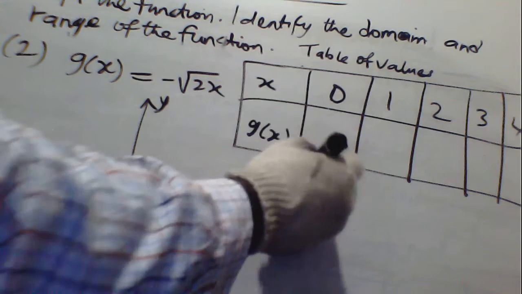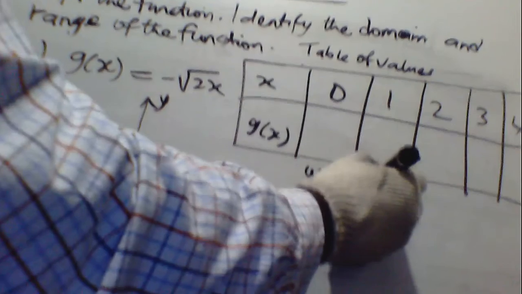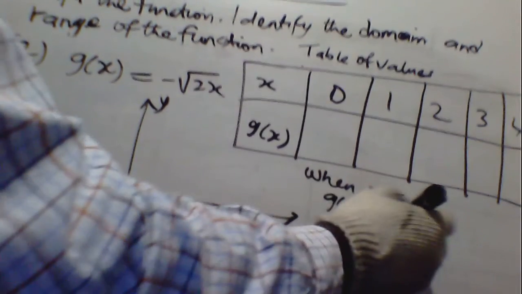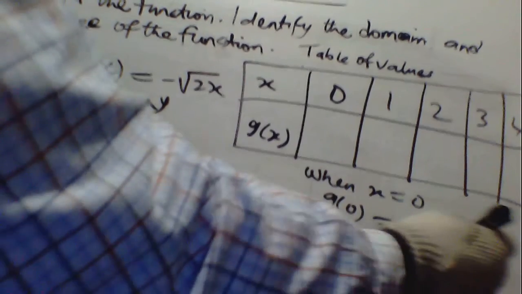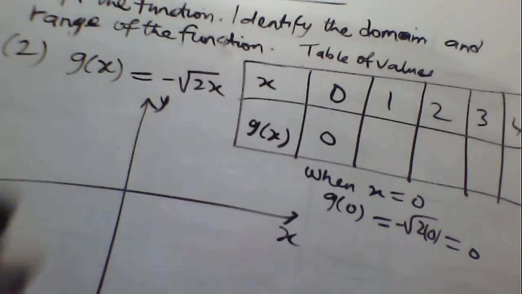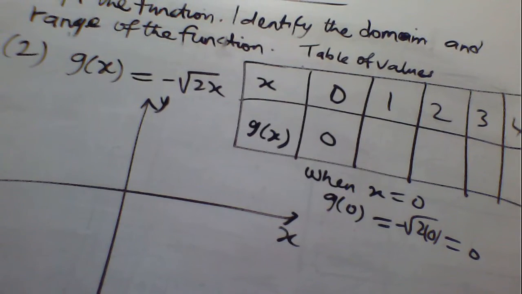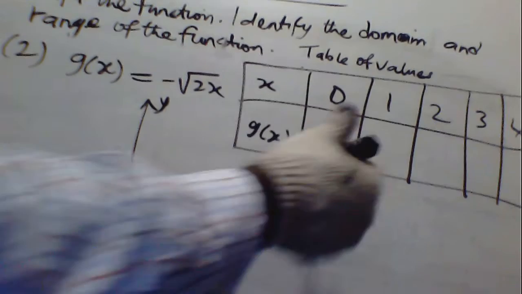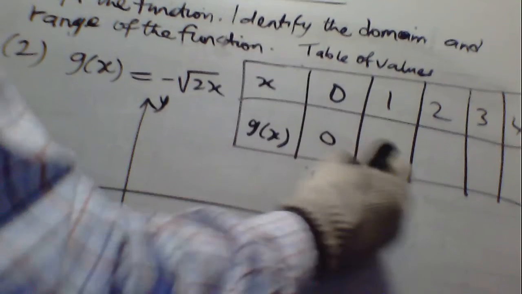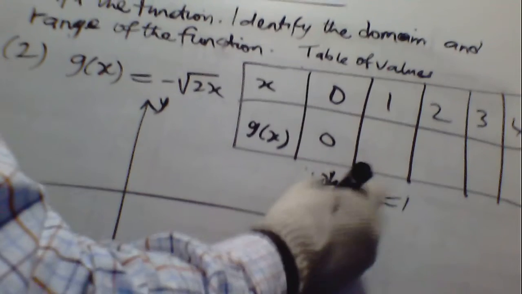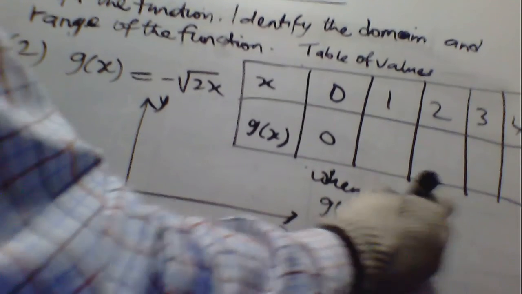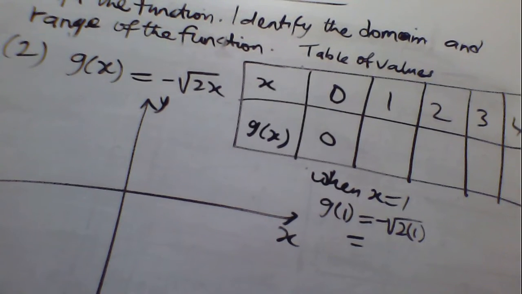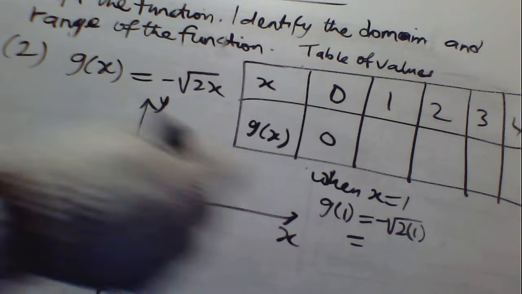When x is 0, g of 0 will be what? Minus the square root of 2 times 0. This gives us 0. So this is what we are required to do. When x is 1, g of 1 is equal to minus the square root of 2 times 1. So use your calculator and find it.